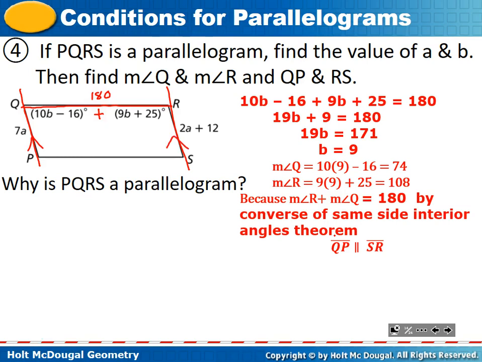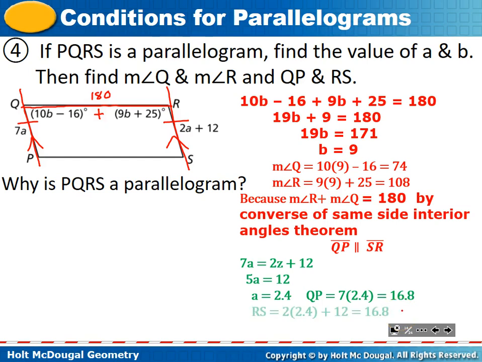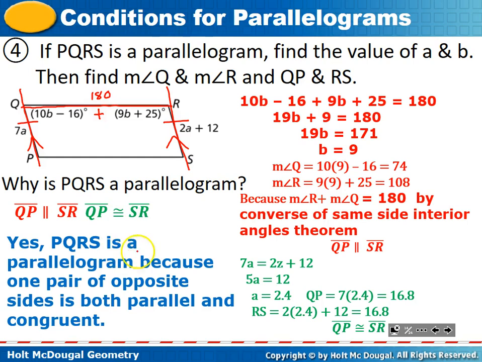The next thing we're going to check is, are these congruent? We're going to find the value of A that makes that true. So we set those equal to each other. We get that A is equal to 2.4. Then we plug it in for QP over here, which gives us 16.8 for QP. And we plug it in over here for RS, and we get 16.8. So here we can see that QP is congruent to SR. So because one pair of sides is both parallel and congruent, we can say that yes, PQRS is a parallelogram, because one pair of opposite sides is both parallel and congruent.